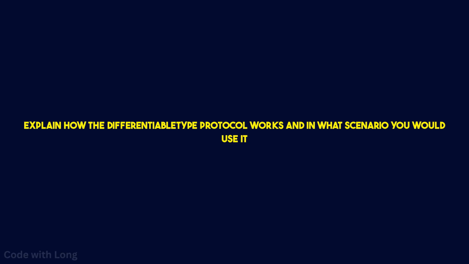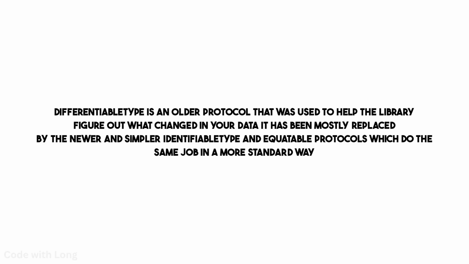Explain how the differentiable type protocol works and in what scenario you would use it. Differentiable type is an older protocol that was used to help the library figure out what changed in your data. It has been mostly replaced by the newer and simpler identifiable type and equatable protocols, which do the same job in a more standard way.